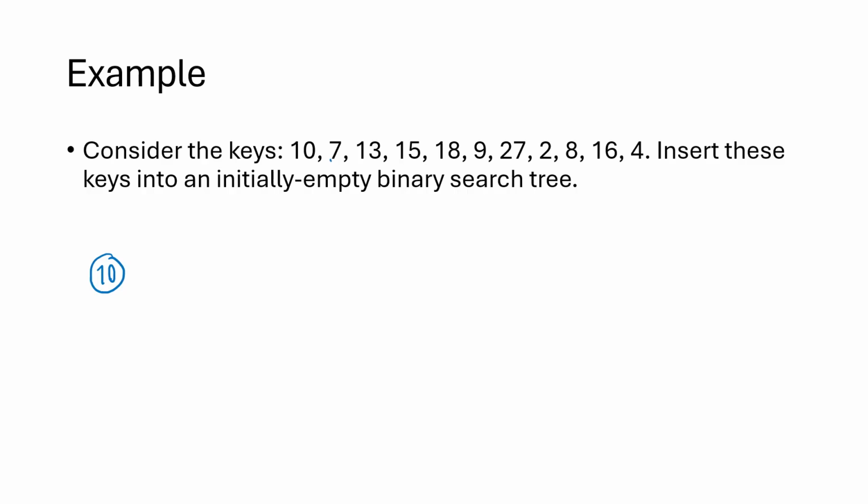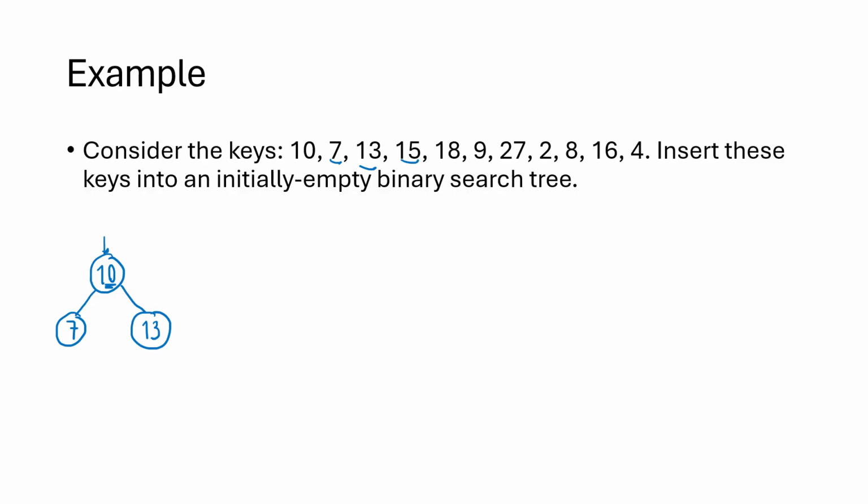Now we need to insert 7. The way that works is we look at the value on the top, which is 10. 7 is less than 10, which means that it needs to go to the left side of 10. The next value to be inserted is 13. We start from the root. 13 is greater than 10, so it has to go to the right side of 10. So that's 13. And you see that at any stage during these insert operations, the tree that we end up with is a binary search tree.